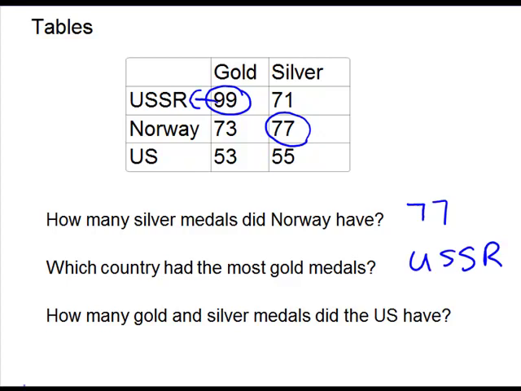Our third kind of question that we have for the table will have us do some math. It says, how many gold and silver medals did the U.S. have? So we want to combine these or get the total. So we look up the gold and silver for the U.S. and we're going to add them up. So we have 53 plus 55 gives us 108 for the total.